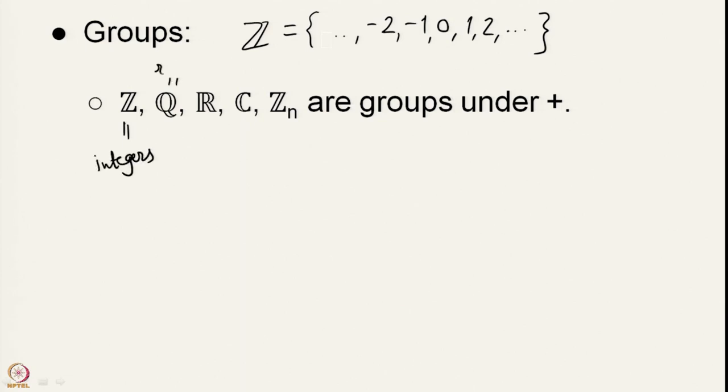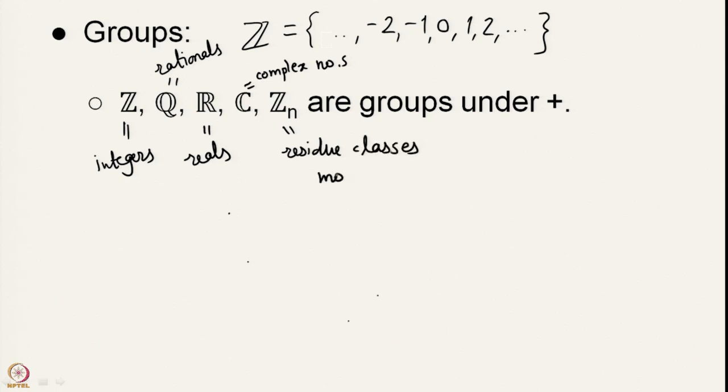these are the rationals, you may call them rational numbers, these are the reals, real numbers, these are the complex numbers, and these are our residue classes modulo n. All these form groups under addition. And this is something that we have seen already, or if you have not seen, then maybe you should go back and see these things. These are all groups under addition.